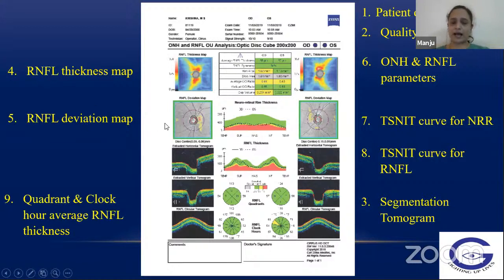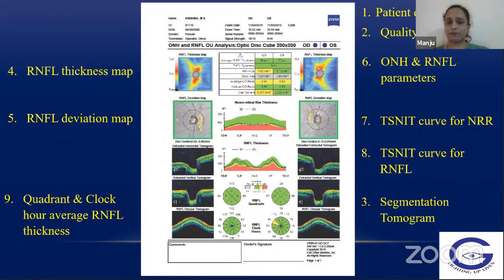Zone 5 is the RNFL deviation map. It has an en-face fundus image and also shows the margin of the cup, margin of the disc, and the calculation circle for the nerve fiber layer measurement, which is 3.4 millimeters from the center of the optic nerve head. Zone 6 is the optic nerve head and RNFL parameters. This is color-coded with respect to the age-matched normative database in the machine.